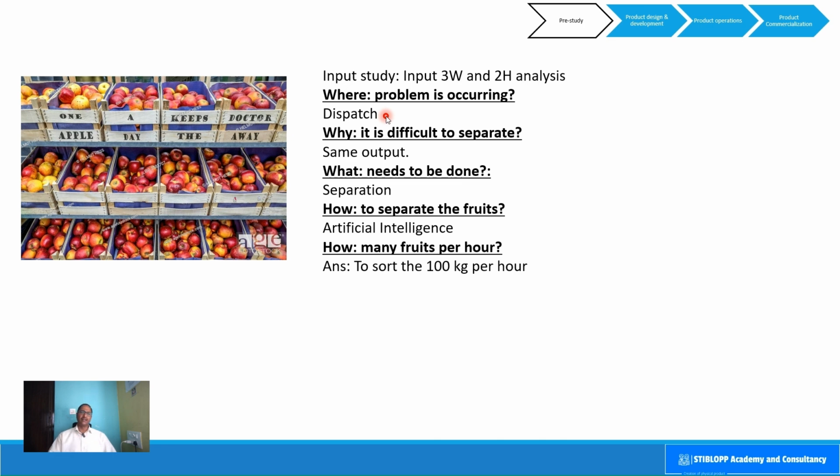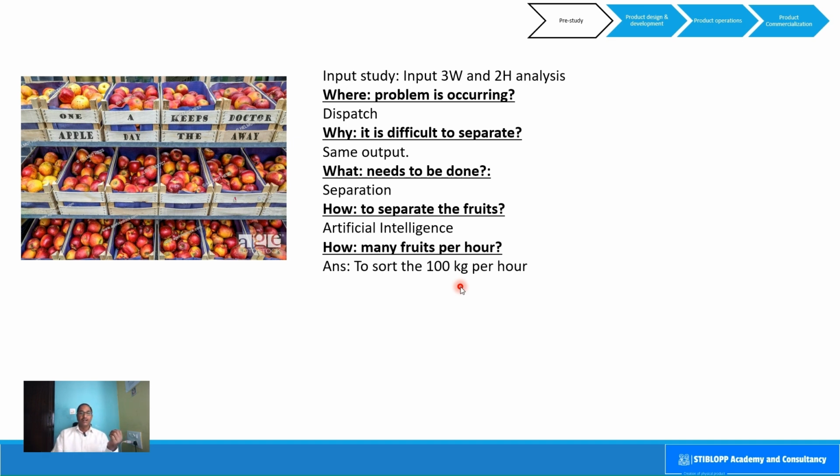What needs to be done? We have to separate them. We have to separate the okay fruits from the not okay fruits, and they have to be collected in two separate bins. How should we do that? We have to use artificial intelligence to do that. Okay, how many fruits are going to be separated? So we have to separate around 100 kg per hour. So it's a big machine.